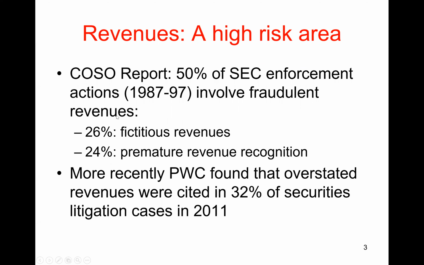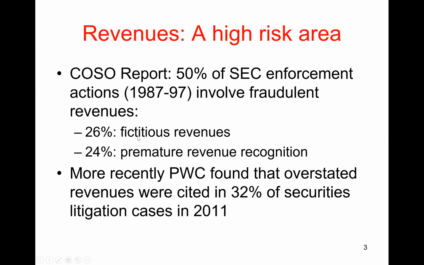Now, I mentioned the COSO report that's on your reading list. It's optional reading if you want to read it. But a basic summary is that it found 50% of SEC enforcement actions, these are actions in which the SEC is alleging that the company engaged in fraud, 50% of those involved fraudulent revenues. Okay, so revenues are misstated in approximately half of accounting frauds.